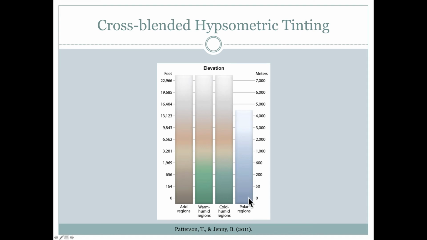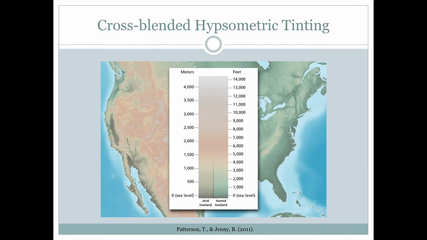In polar regions, we would just be snow on top of snow. So here we might want to start with a darker blue and go up to a lighter blue. And Patterson and Jenny put these all together onto one map of the United States here and of the world, and we can see how they blend these together. Things kind of come together at higher elevations, but if we're in a humid area, such as the humid lowlands like the eastern United States, we might use one color scheme, but over here in the western United States, we're using a separate color scheme based on whether the area is arid or humid.